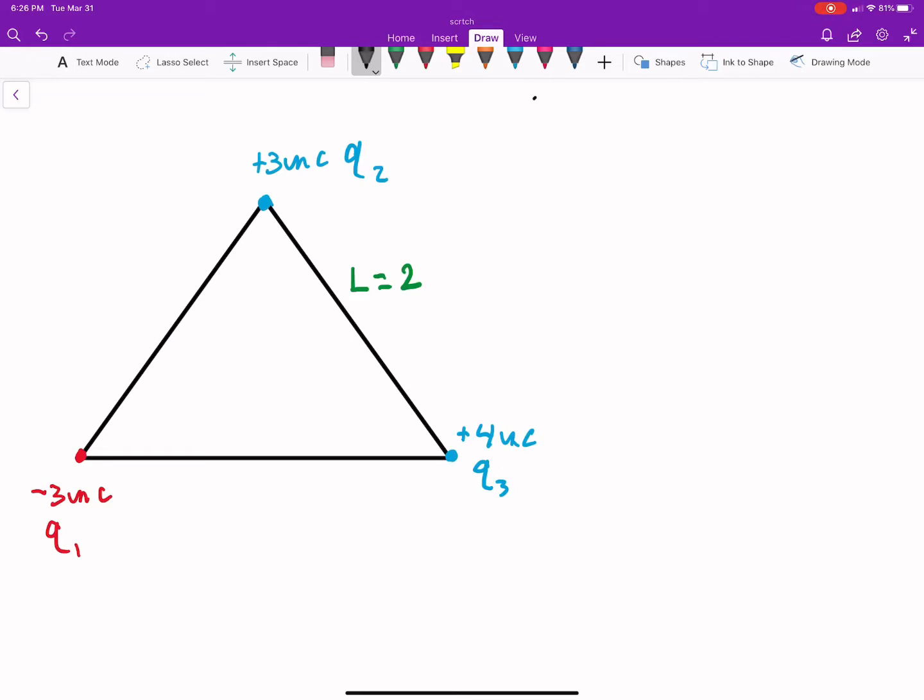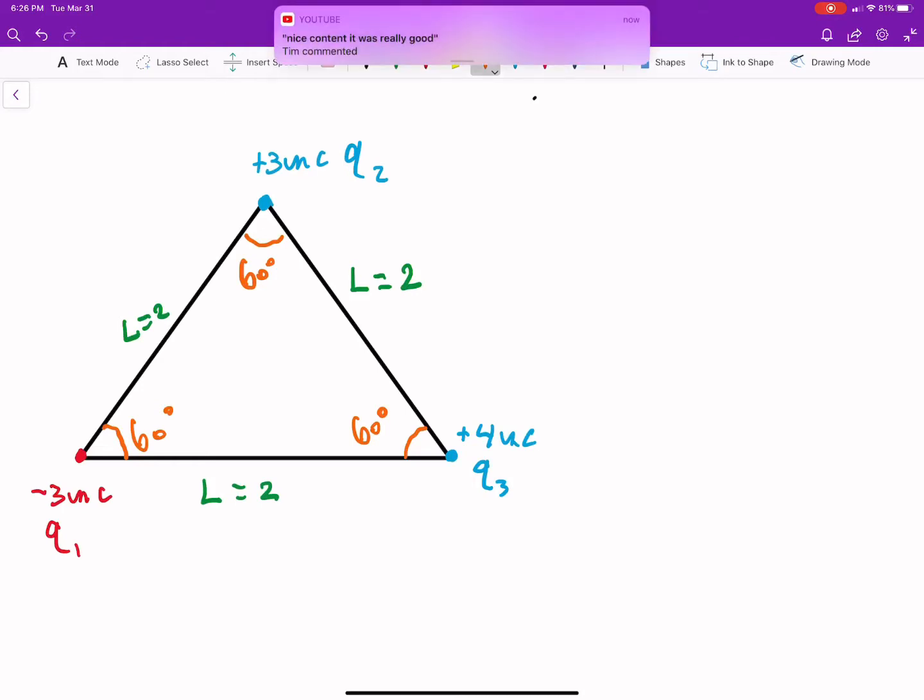What we want to do, and we know the length being 2 meters, we want to know the magnitude and direction of the net electric force exerted on Q3. So first off, let's talk about an equilateral triangle. That means all the sides are the same. So if from here to here is L, then here to here is L, here to here is L. It also means they have equal angles. All the angles are the same. And we know a triangle has 180 degrees, so 180 divided by 3 is 60. So they all have an angle of 60 degrees.